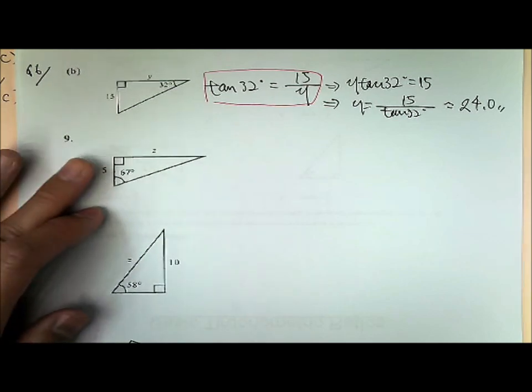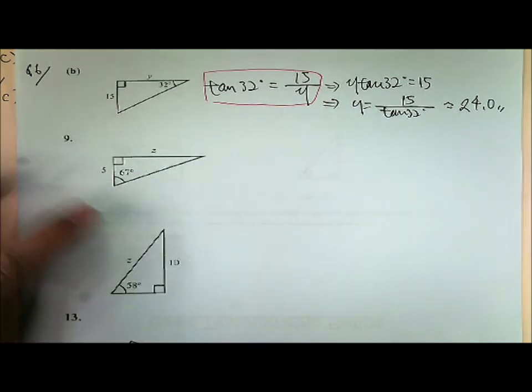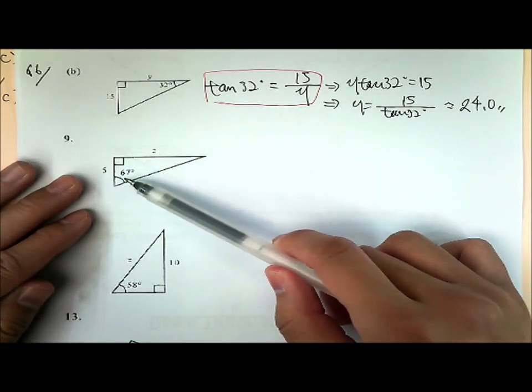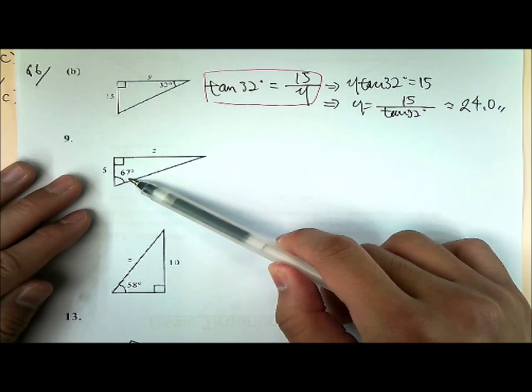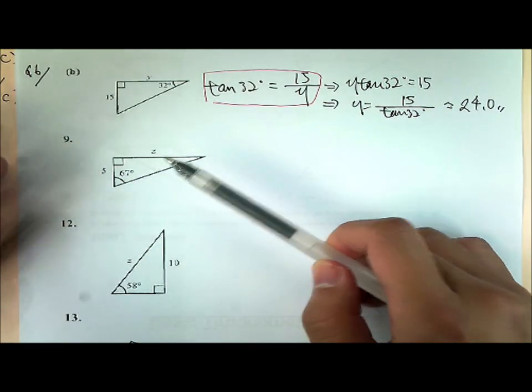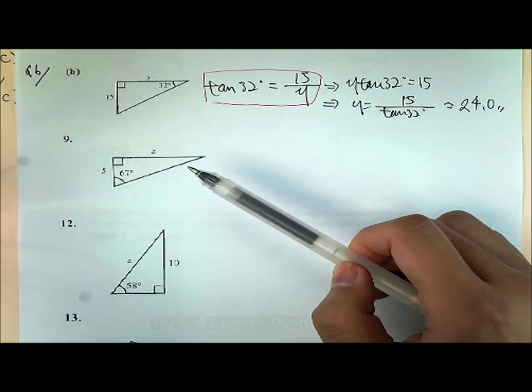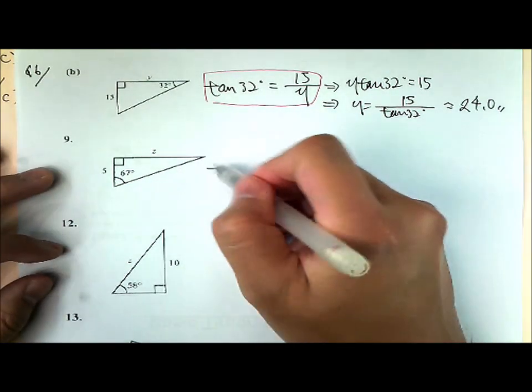Okay, the triangle is here. So look at the informations. Okay, look at here. z, 5 and 67 degree. Understand? So what can you construct? Sine, cosine, or tangent? Tangent. Yes. So you use tangent. Okay.